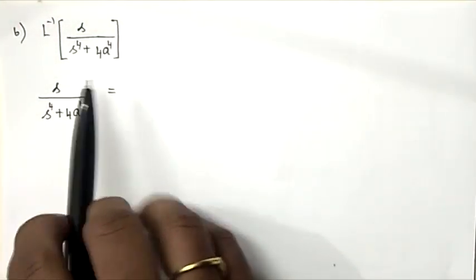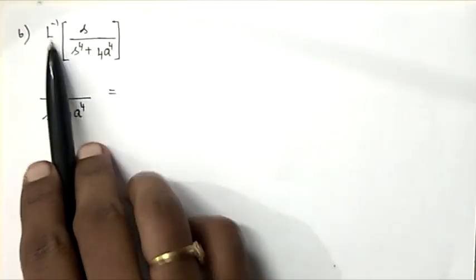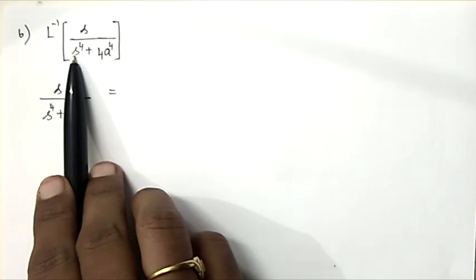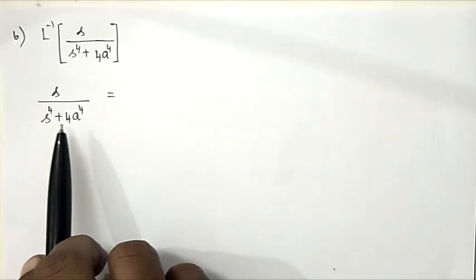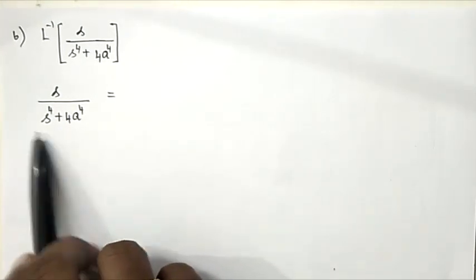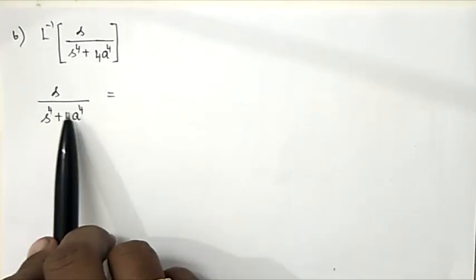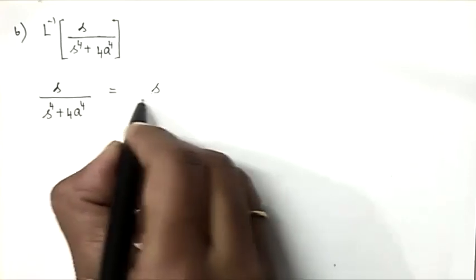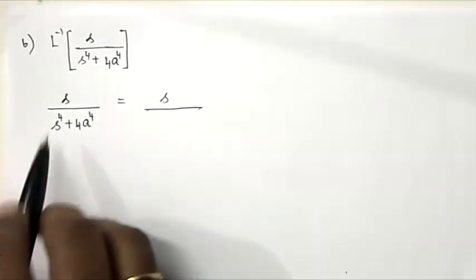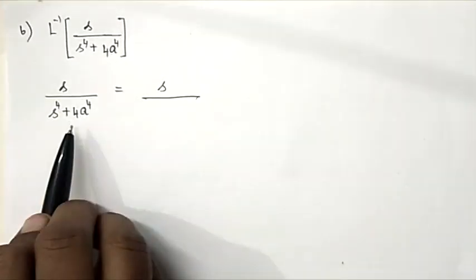Let us do the last problem, the sixth one. Find inverse Laplace of s divided by s power 4 plus 4a power 4. Now I'll take the function. Before splitting this by partial fractions, I'll try to rewrite the denominator in its simplest form and then split it as partial fractions. So I'll write this as s divided by, now the denominator is s power 4 plus 4a power 4.